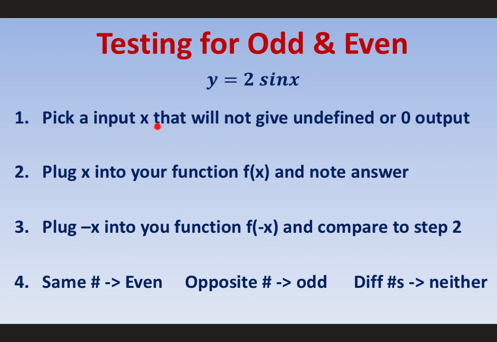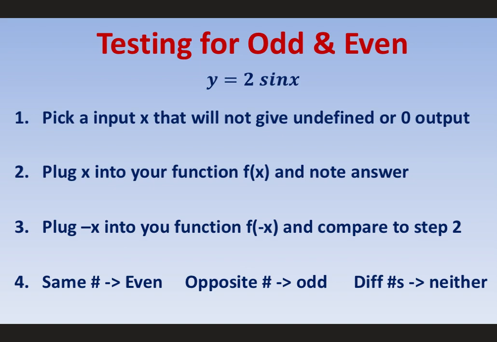It says pick an input x that will not give you undefined or 0. So you're going to pick a number, and this number could be any number you want, but you want to avoid a couple things. You want to avoid something that, when you plug it in, is going to equal 0, because you can't really compare things being positive or negative if they're 0, because 0 is neither positive nor negative. And you don't want undefined. So you don't want something that would make a denominator 0. You don't want tangent or cotangent or secant or cosecant values that would be undefined.